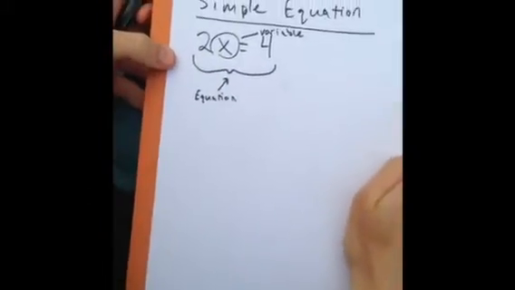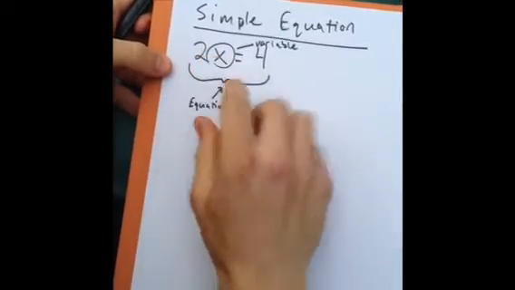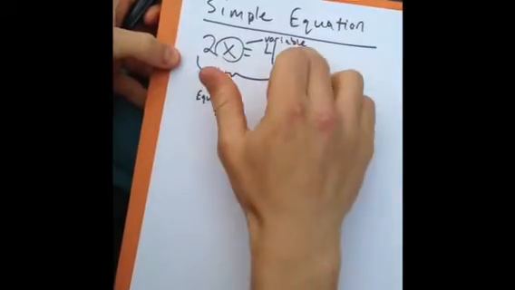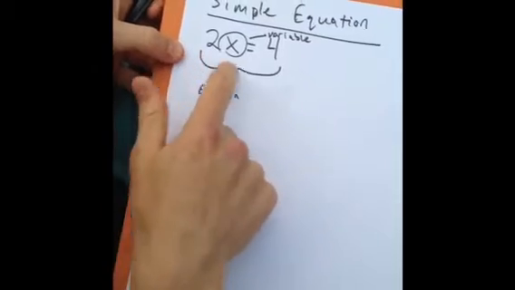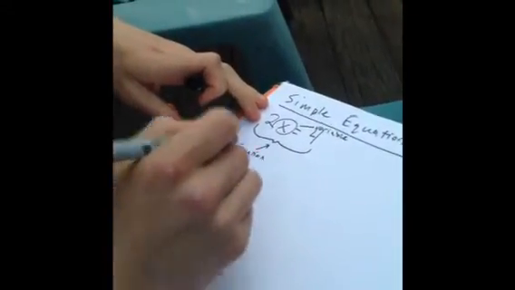Alright, in this equation, we have 2x equals 4. So we're going to try and solve for x, which is the variable. The symbol stands for the variable. The whole 2x equals 4 is the equation, as you see here. Whole equation. Look at that. I'm going to show you how to solve this equation. Let me rewrite the whole equation.